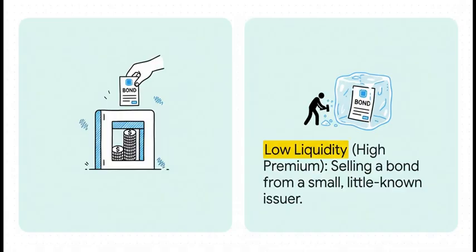So, for example, you can sell a U.S. Treasury bill or shares in a giant company in a matter of seconds at a fair price. That's super high liquidity, which means there's pretty much no liquidity premium. But now, try selling a bond from some small, obscure private company. It could take you days, maybe even weeks to find a buyer, and you might have to slash the price to do it. That difficulty is exactly what the liquidity premium is designed to pay you for.